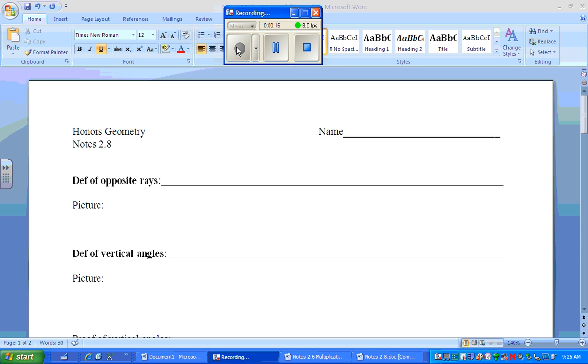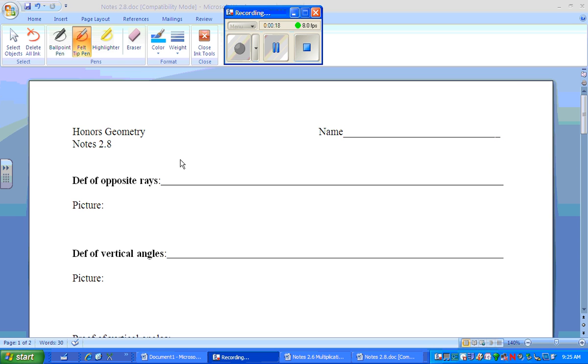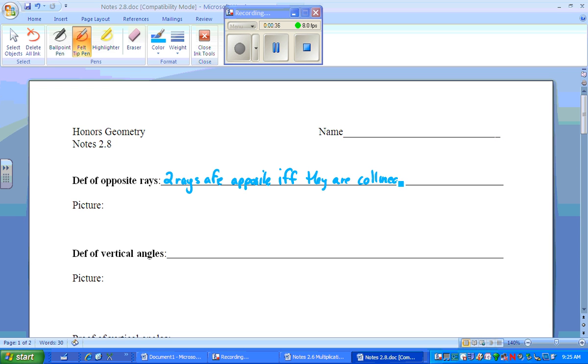The definition of opposite rays is: two rays are opposite if and only if they are collinear, have the same endpoint, and point in opposite directions.